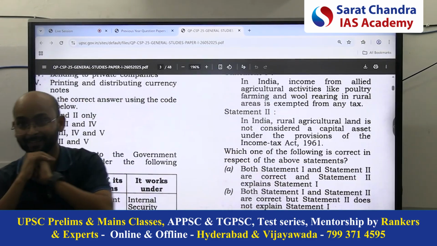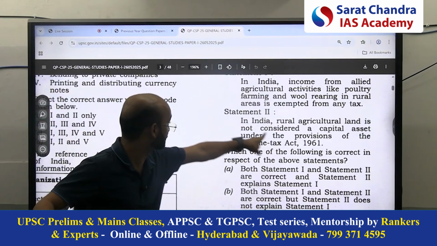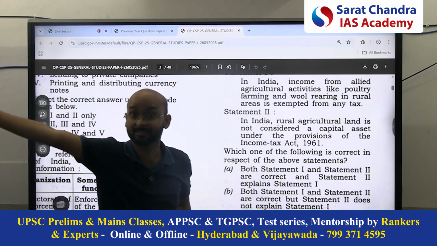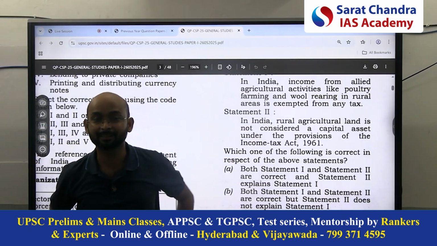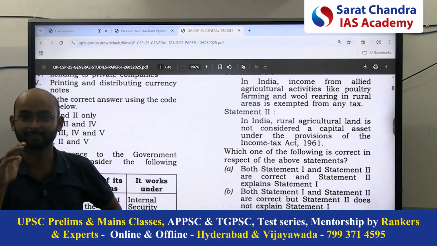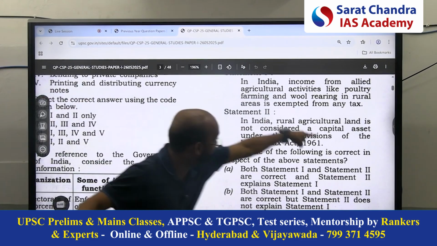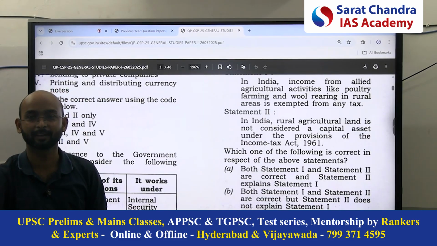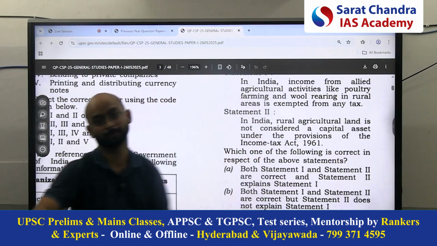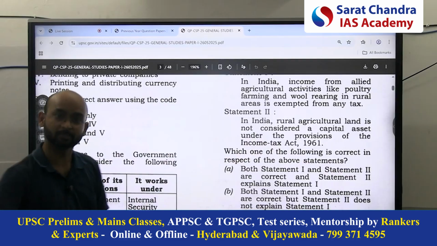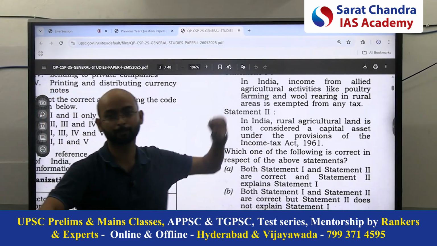If they apply tax on the capital asset, on rural agricultural land, what will happen in the country? You saw the three farm laws the government brought. What happened? Protest. Then they had to repeal. If they apply this kind of tax, what will happen? All over India, rural area farmers will start protesting. It's practically not possible. So it's saying that it's not considered. Yes, it's not considered. If they consider it, there will be protest.